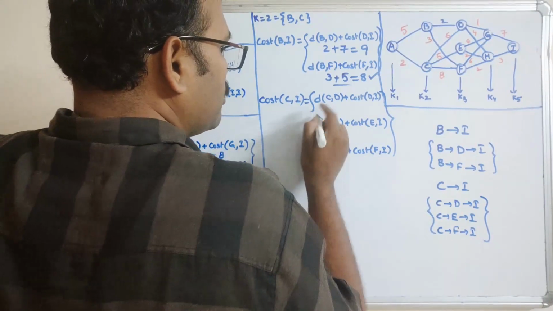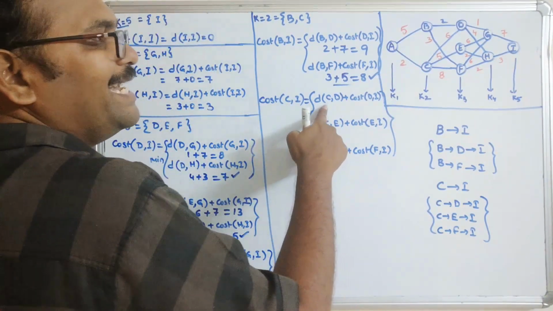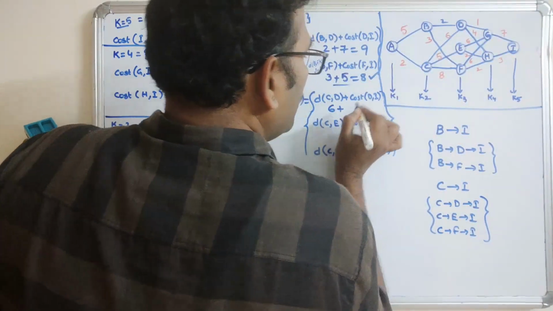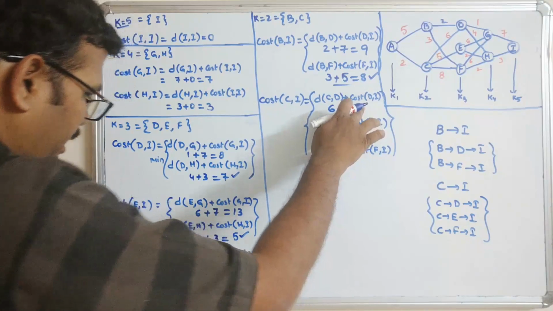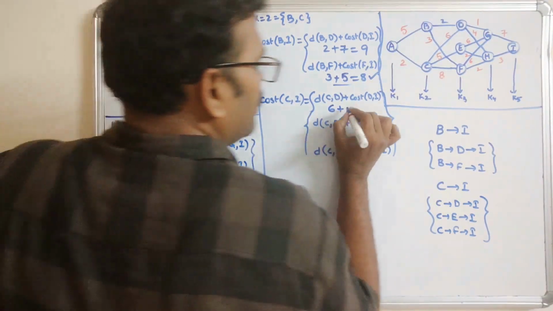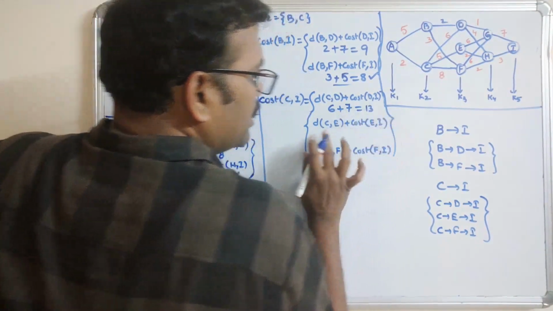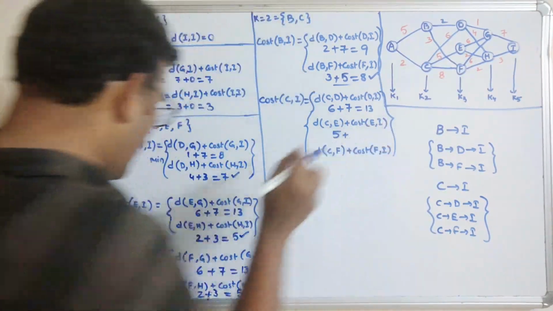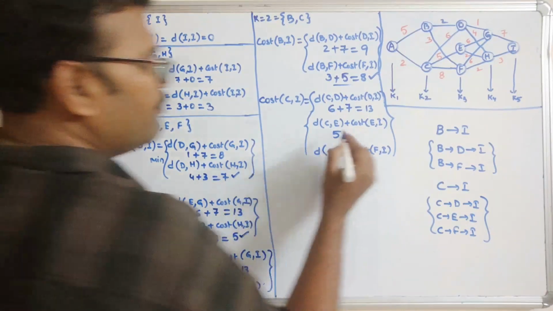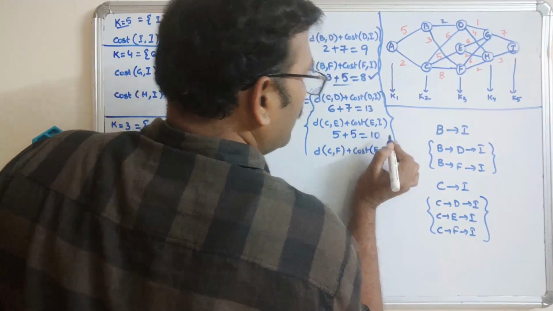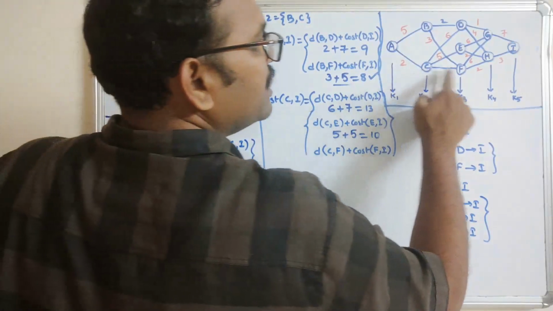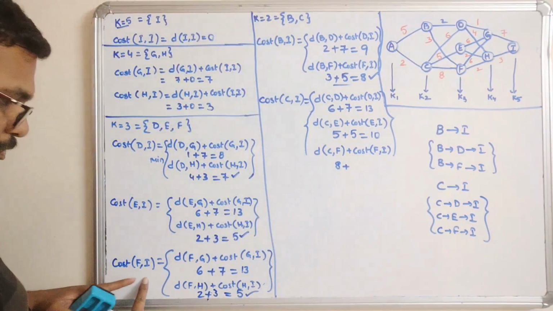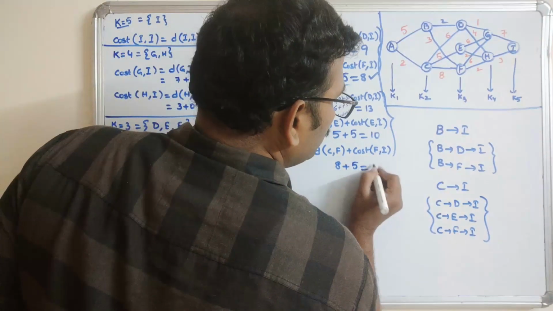Let us check the distance or the cost. D of C to D, C to D is 6 plus D to I, which is 7, which is 13. D of C to E, C to E is 5 plus E to I, which is again 5, which gives 10. And D of C to F, C to F is 8 plus cost of F to I, which again is 5, so that is 13.